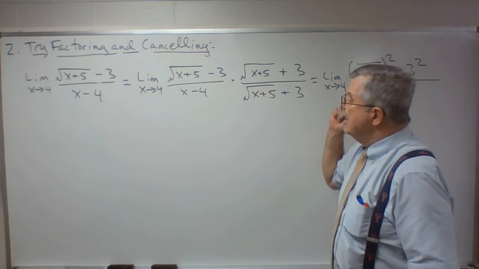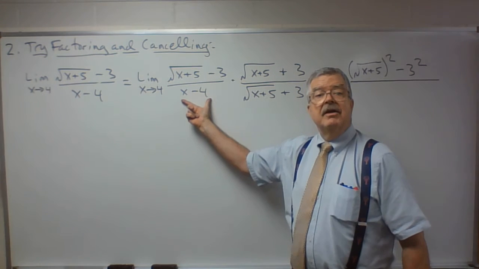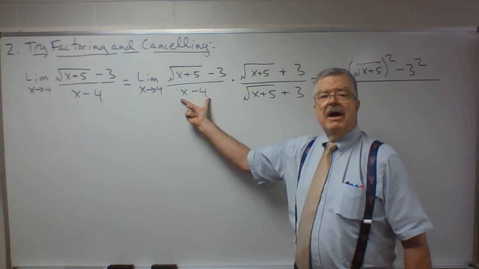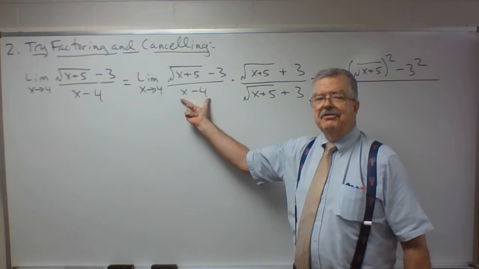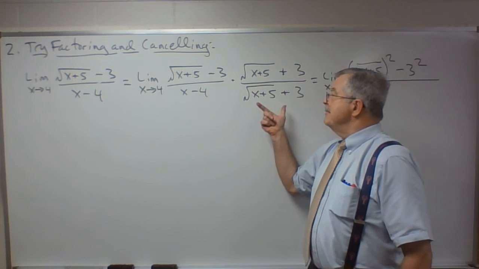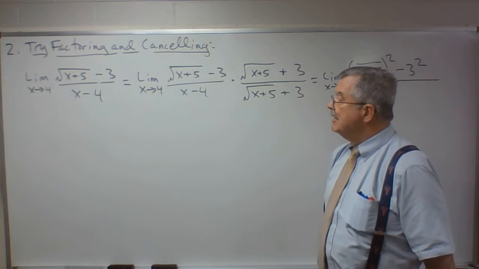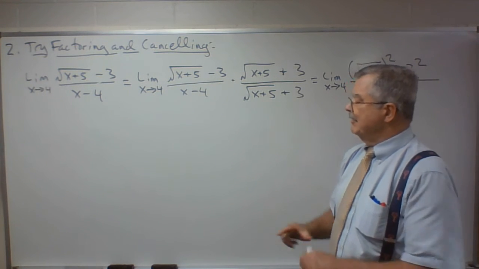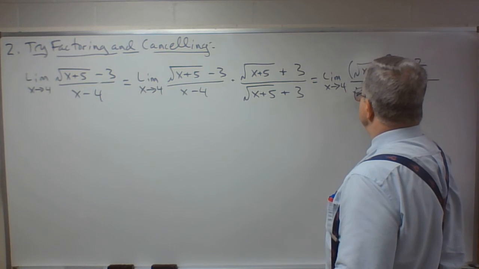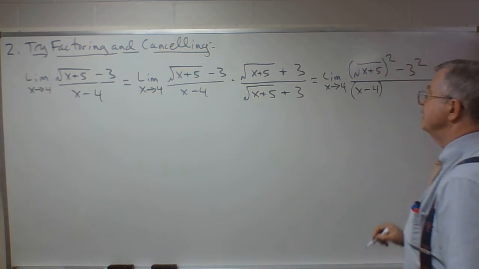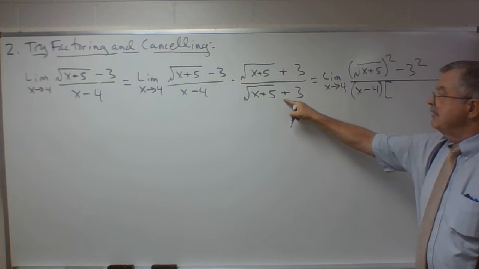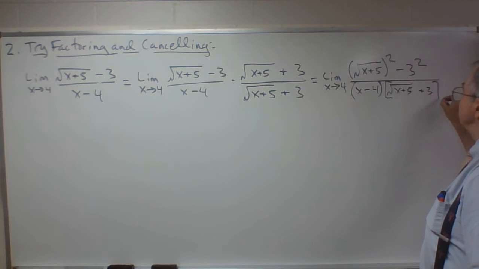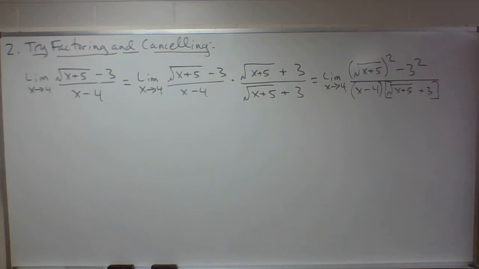Here's why. I already know that this is the factor that I want to cancel from top and bottom. So I want to keep it separate as a distinct factor in the bottom. So I'm not going to multiply the bottom out. This factor right here, I want it to remain isolated from this factor. So I'll just take my x minus 4 and keep it separate, and I'll take this factor, square root of x plus 5 plus 3, and keep that separate.